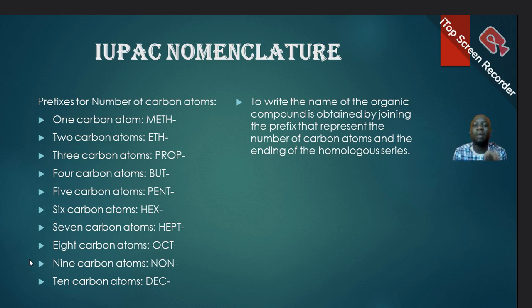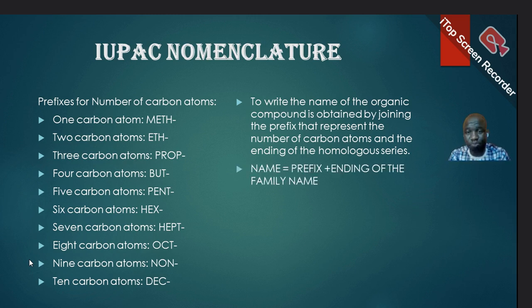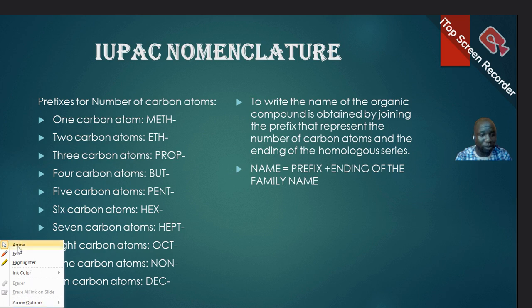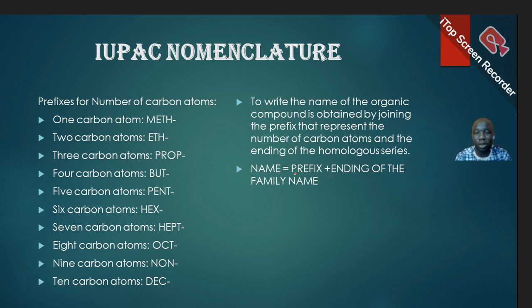Now, to write the name of an organic compound, we join the prefix, which represents the number of carbon atoms, with the ending of the homologous series. What I'm saying is the name is simply the prefix that represents the number of carbon atoms and the ending of the family name. So let's take an example.